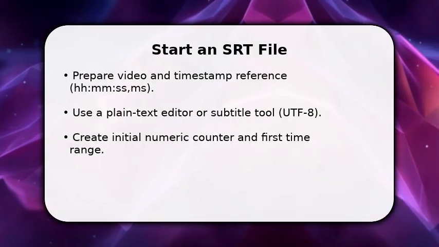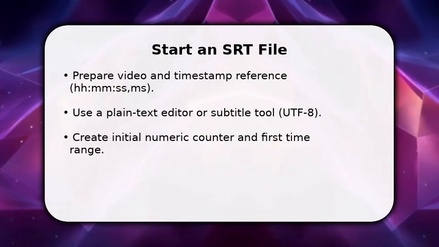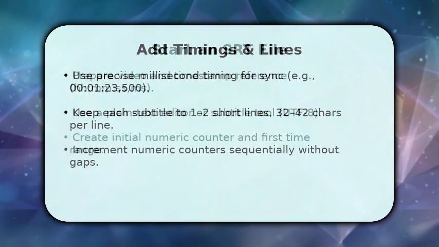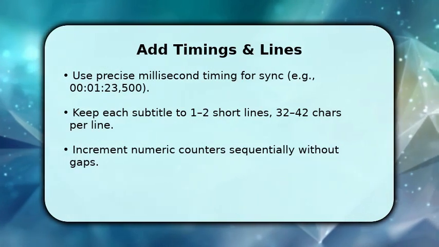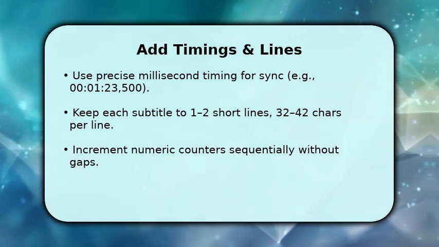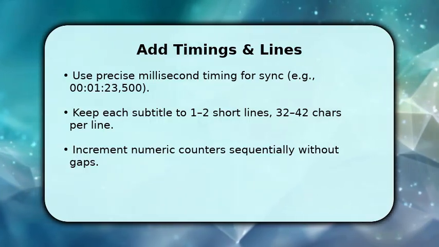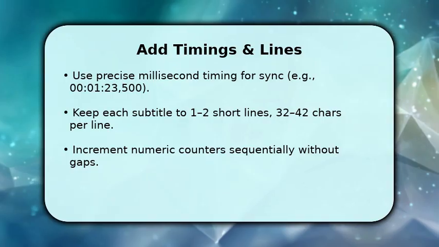You're building the file incrementally, so set short clips or scenes to subtitle first to avoid getting overwhelmed. Now you focus on timing and readable lines. Open the video, play, pause, and note start and end times to the nearest millisecond. Enter each time range, then type the spoken text, keeping 1 to 2 short lines for readability.